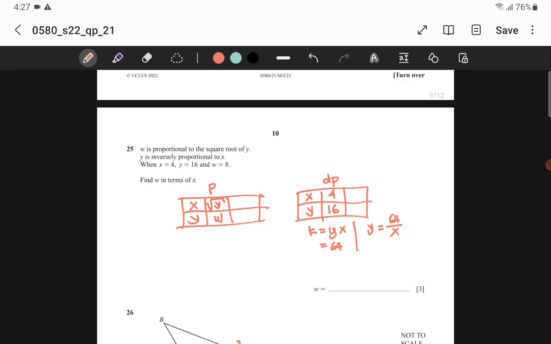And then here, square root of y in terms of x. Okay, we try first. The y is 16, so square root of 16 is 4. And then the w is 8. And k will be y over x, so k will be 8 divided by 4, which is equal to 2. So the formula will be y is equal to 2x. And we replace y is equal to 2x.